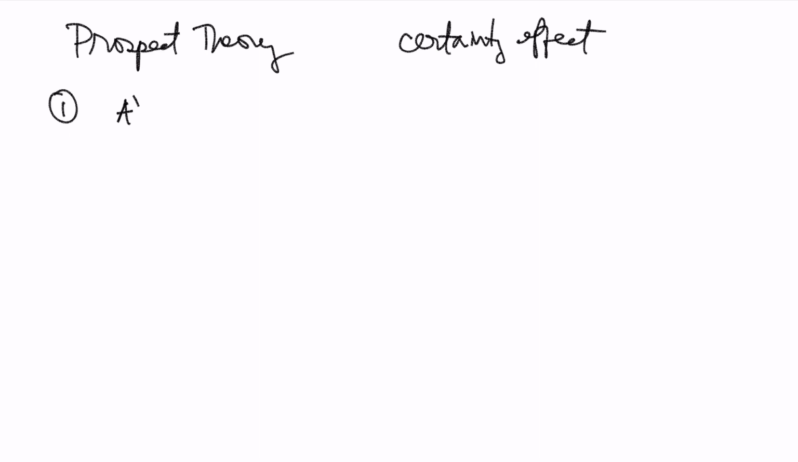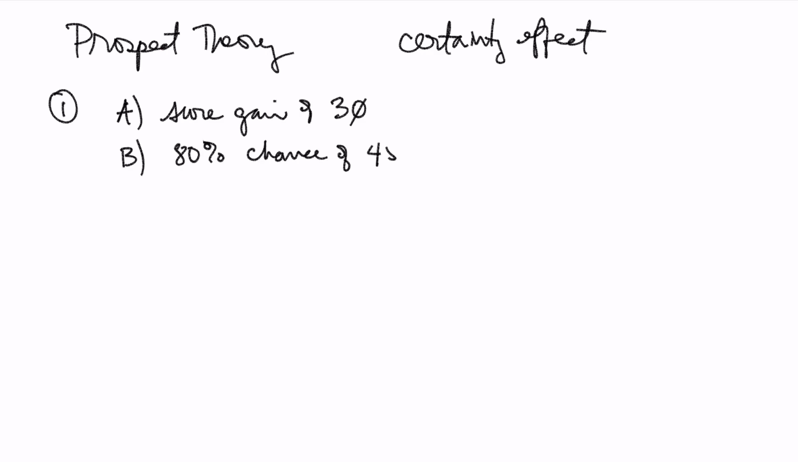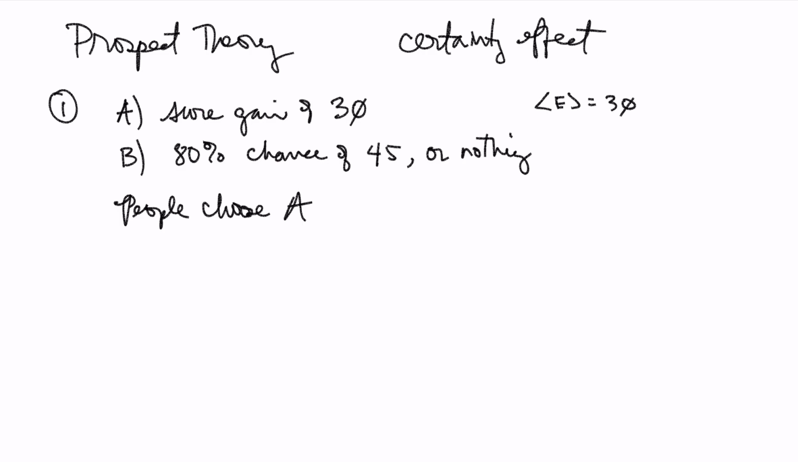So in the first scenario, when choosing between A, a sure gain of 30, and B, an 80% chance to win 45 or nothing, a vast majority of subjects chose option A, though the expected value, which is the amount times the probability, for the first is 30 because it's certain, and for the second is 0.8 times 45 equals 36. So the expected value of B is greater than the gain from A. When there is an option for certainty, risk aversion increases.